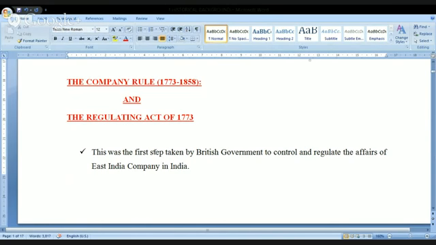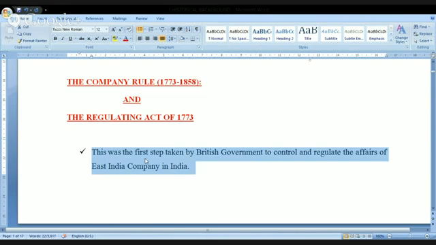Meaning for the first time, an act has come into the picture and that is called the Regulating Act of 1773. Regulating, that is, controlling. Look at this. Each part is important. I'm just reminding you very often. This was the first step taken by the British government to control and regulate the affairs of the East India Company in India. Is that okay?